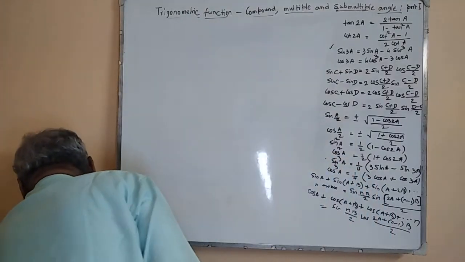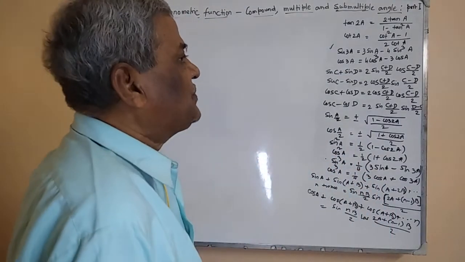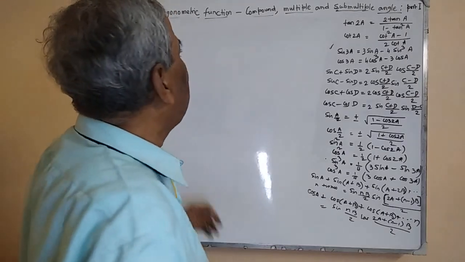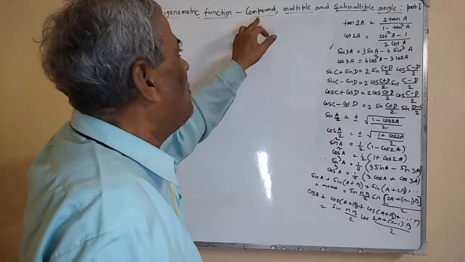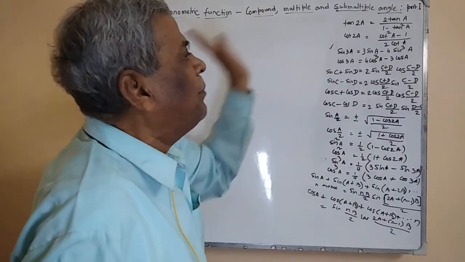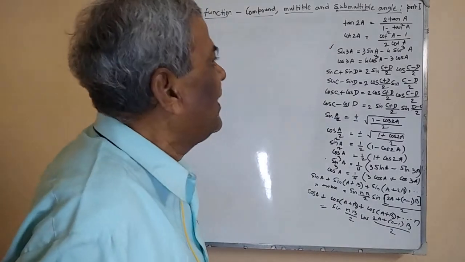Today we discuss the first chapter of trigonometry. This is trigonometric functions, and in that, compound angle, multiple angle and submultiple angles are there.